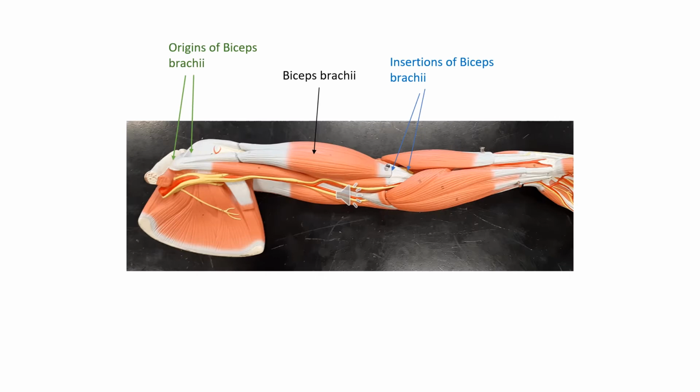The biceps brachii has two heads, the long head and the short head. The origin of the long head is at the supraglenoid tubercle of the scapula, and the origin of the short head is at the coracoid process of the scapula. It has two insertion points, one at the radial tuberosity and one in the bicipital aponeurosis. Its main actions are to flex and supinate the forearm at the elbow.